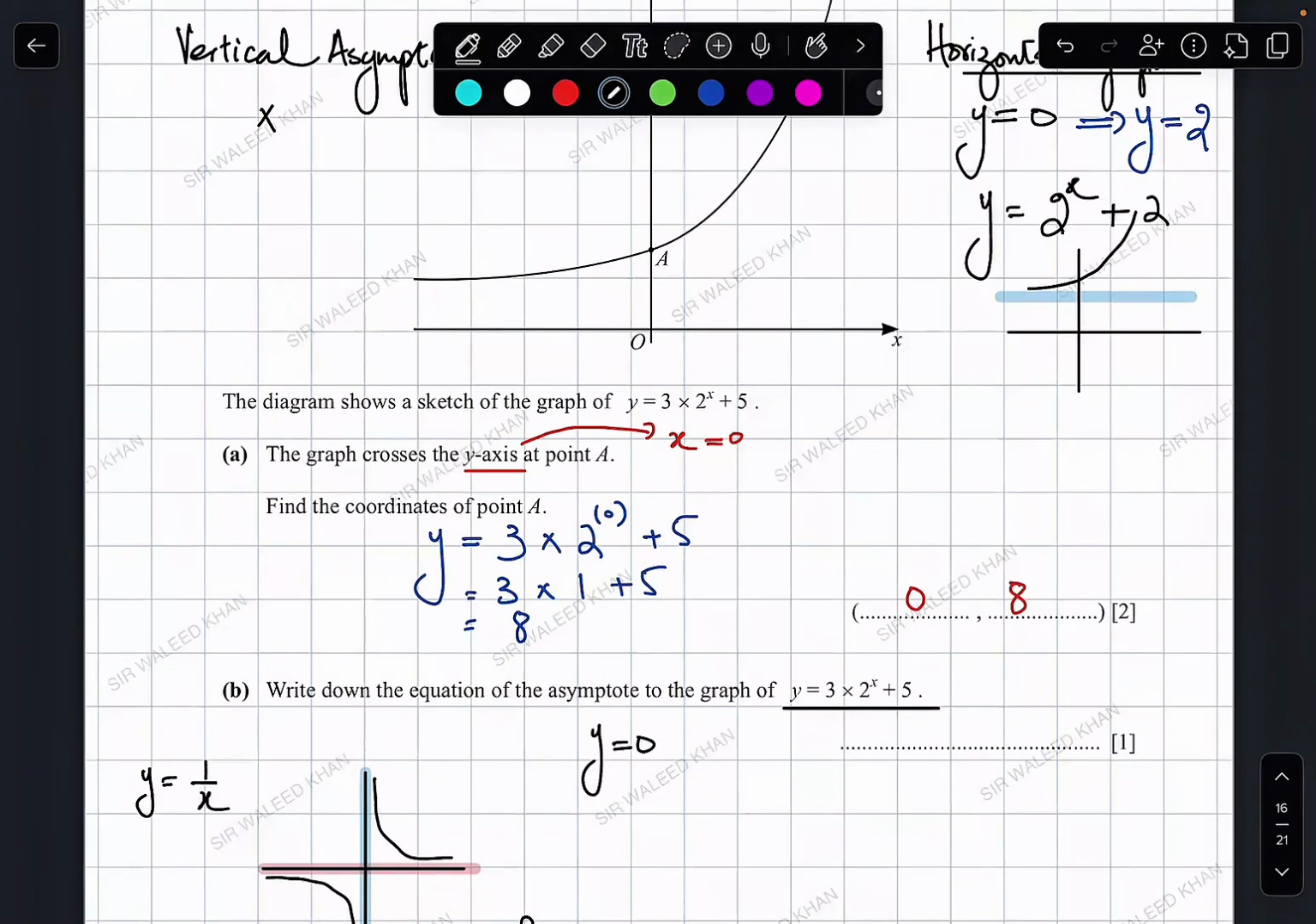Okay. And look at the constant over here. So that means it's going to shift from y is equal to 0 to y is equal to 5. That's it. That's your horizontal asymptote. Okay.